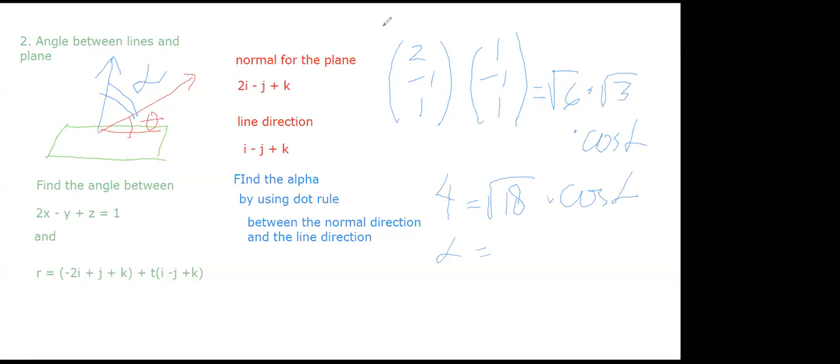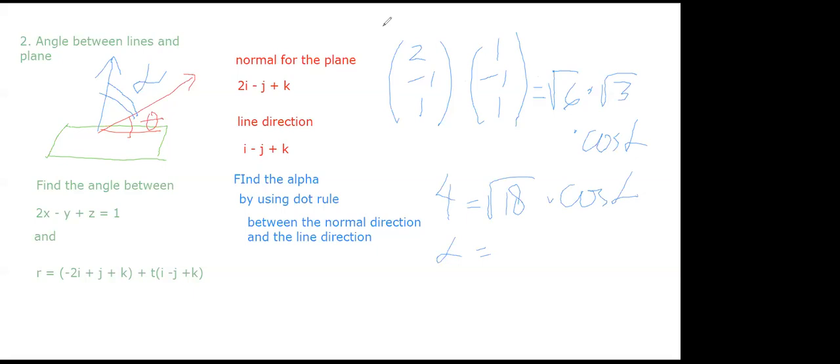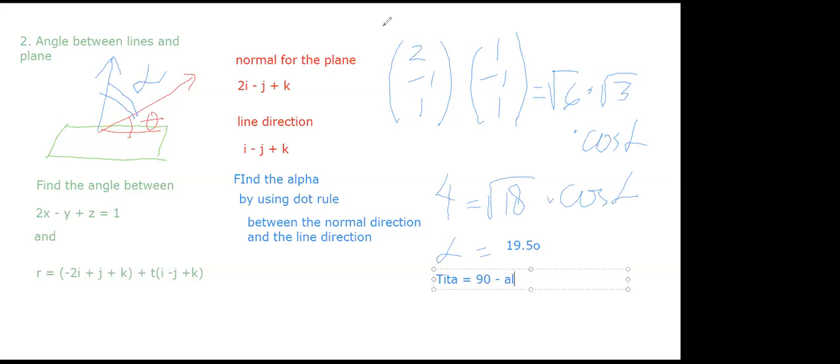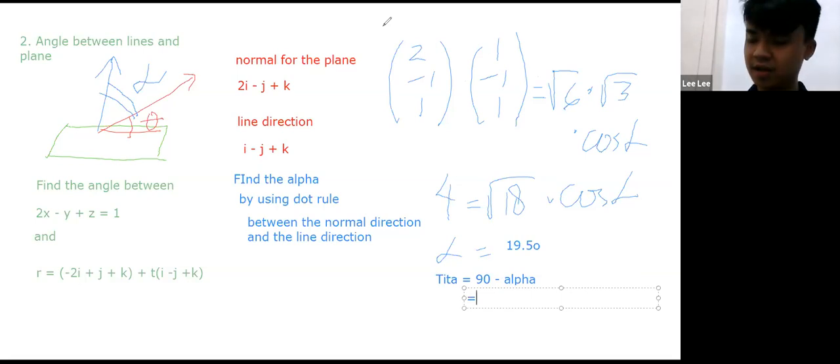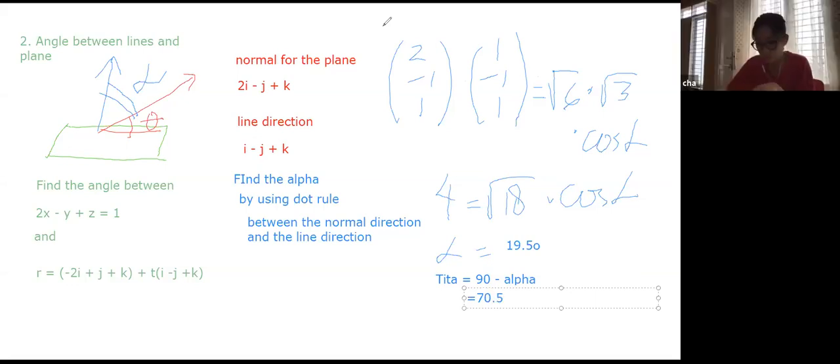So I'm going to find the alpha first. Shift cos of it gives me 19.5 degrees. So the theta will be how many? Theta and alpha add up to 90, right, from the sketch. So the theta will be 90 minus 19.5, which is 70.5. Until here, any questions before I tell you something further?